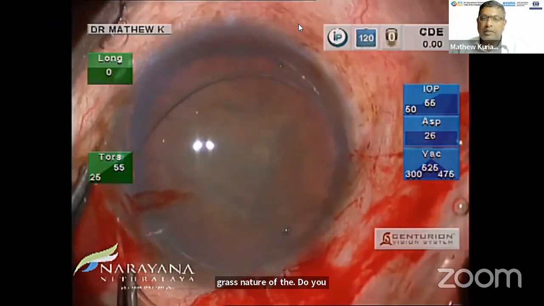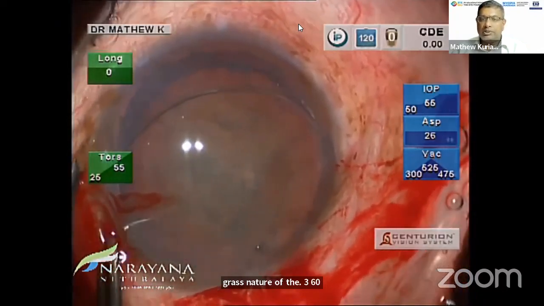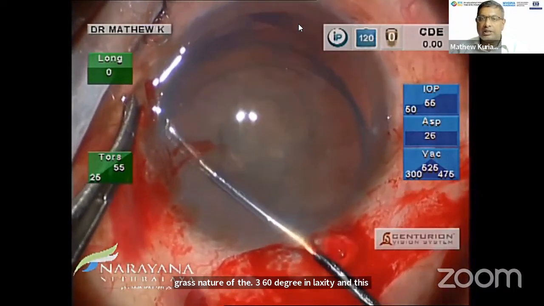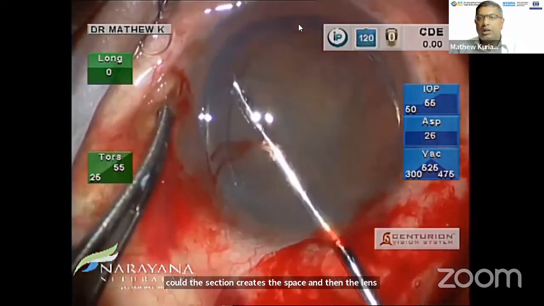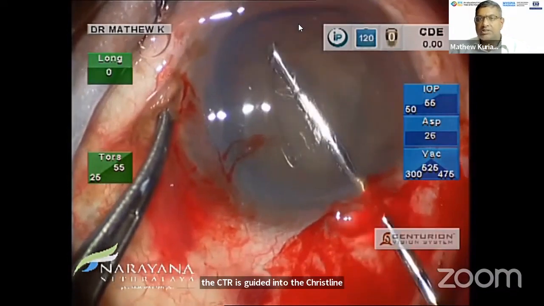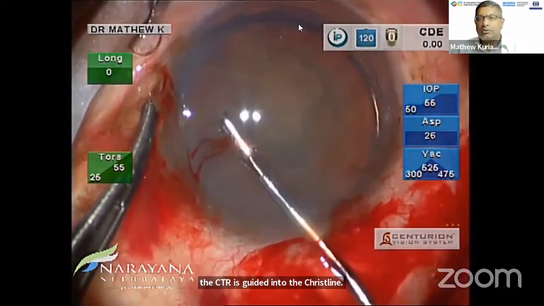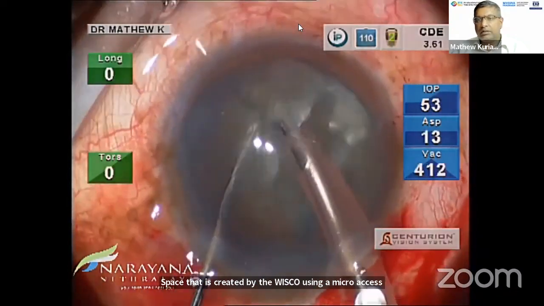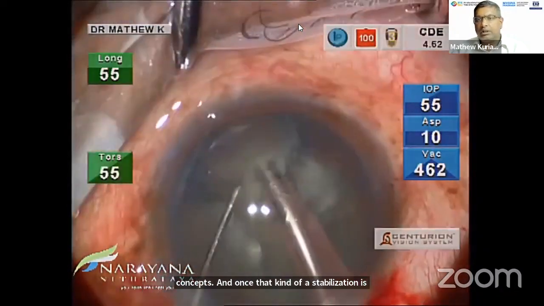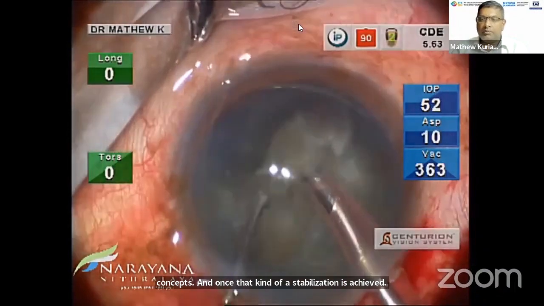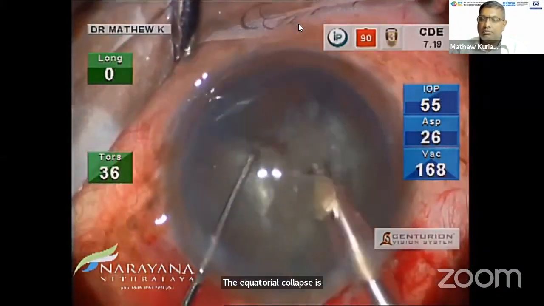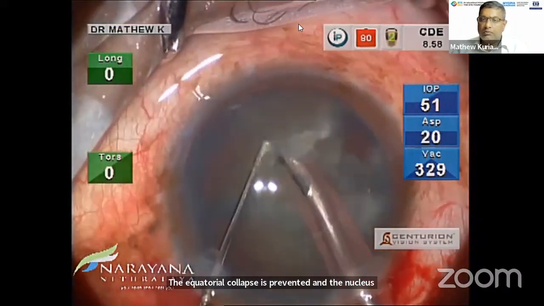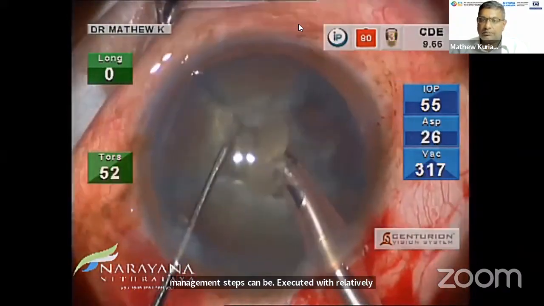360-degree laxity, and viscodissection creates the space, and then the CTR is guided into the crystalline lens space that is created by the visco using a microrexus forceps. And once that kind of stabilization is achieved, the equatorial collapse is prevented, and the nucleus management steps can be executed with relatively less difficulty.